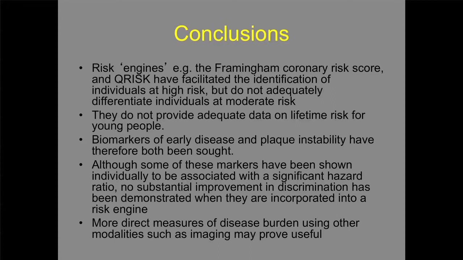So risk engines such as the Framingham score and QRisk have facilitated the identification of individuals at high risk, but do not adequately differentiate individuals at moderate risk. They do not provide adequate data on lifetime risk for young people, and those people are ignored and not treated, and I'm sure some of you may have been in that situation. Biomarkers of early disease and plaque instability have therefore been sought, and I think now we're getting there in terms of identifying some of those markers.